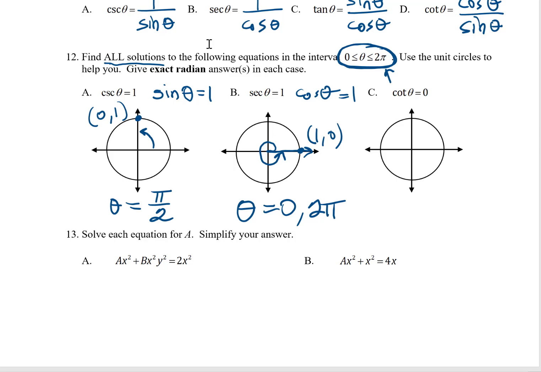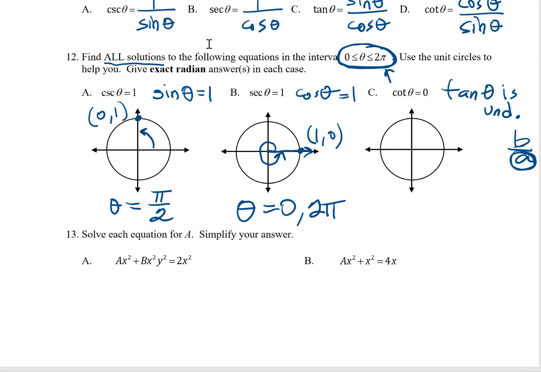Let's see, for the last one, cotangent theta equals 0. If cotangent equals 0, that would mean tangent theta is undefined, because the reciprocal of 0 doesn't exist. So I'm looking for the spots where the tangent function is undefined. Tangent is b over a on the unit circle. The only way that's going to come out undefined is if the a itself is a 0. If you have a 0 on the bottom, you don't have a value.